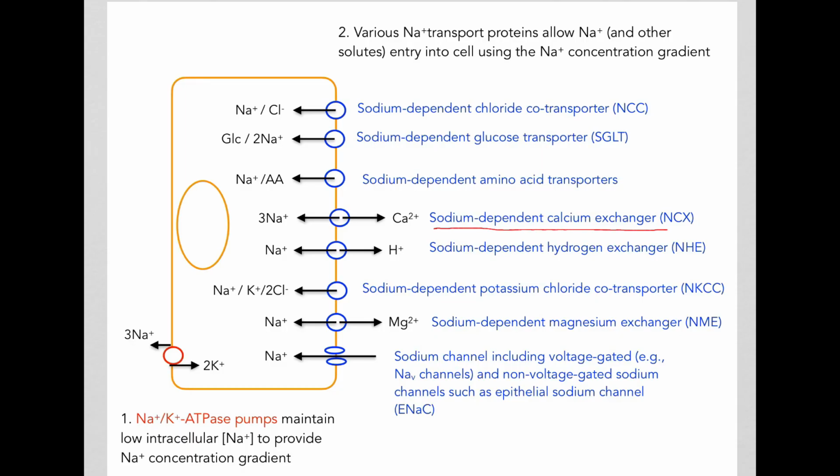And then we have proteins such as the sodium-dependent calcium exchanger, NCX. This protein brings sodium into the cell while at the same time pumping calcium out of the cell. The sodium-dependent hydrogen exchanger transport protein brings sodium into the cell and pumps protons out of the cell, while the sodium-dependent magnesium exchanger, NME, brings sodium into the cell and sends magnesium out of the cell.